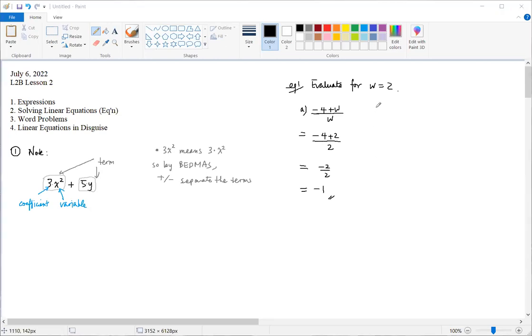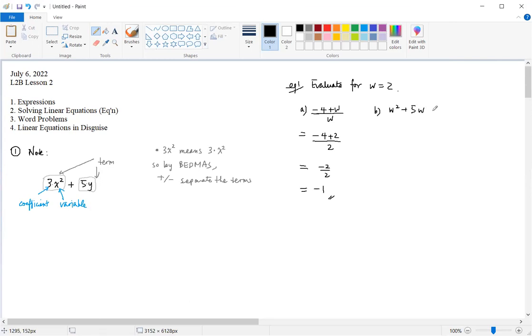Okay, let's see B. B here, I have w squared plus 5w minus 16. So if w equals to 2, we just plug in 2. So here w squared, while w is 2, then we just write 2 squared. 5w, 5, 2, minus 16. Okay, so my question here is, well, here we speak 5w, right? But w is 2, so we just change w to 2, then we speak 5, 2.